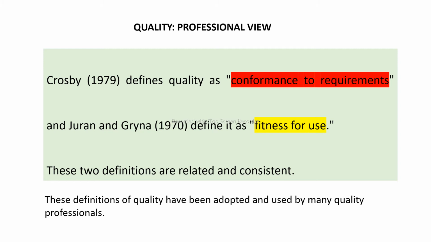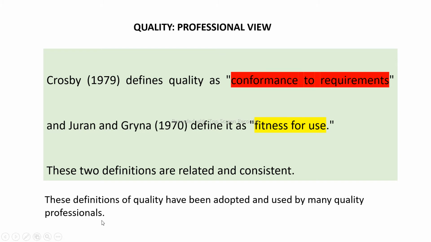Crosby, in 1979, defined quality as conformance to requirements. I have underlined it in red color. So what did he define? He defined quality as total conformation, isn't it? Conformance to requirements. And Juran and Gryna, in 1970, defined it as fitness for use. These are two views, isn't it? The professional views: conformance to requirements, and the second, fitness for use. These two definitions are related and consistent. These definitions have been adopted and used by many quality professionals.